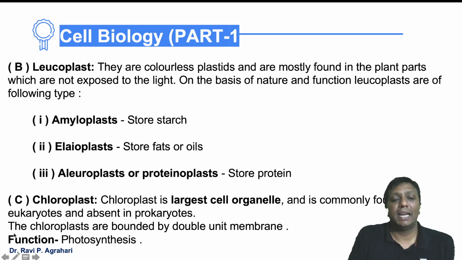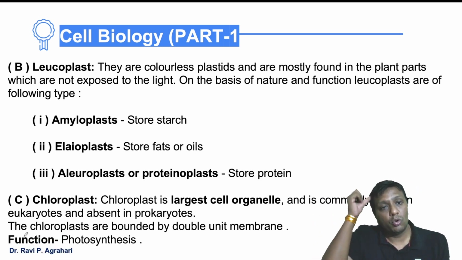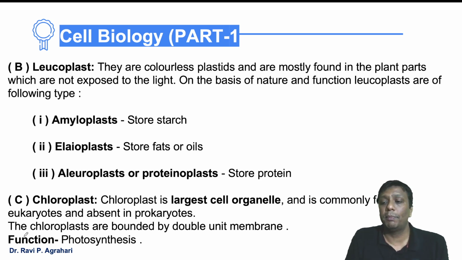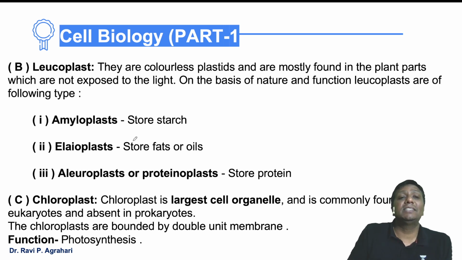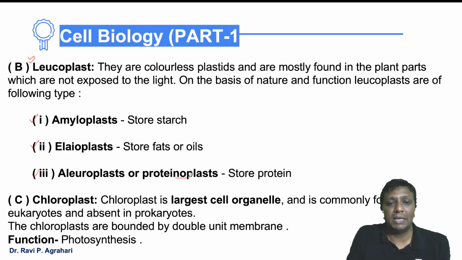Now you come to the second one, called the leucoplast. What is the leucoplast? See guys, you people remember: leucoplasts are the colorless plastids. Here color does not matter, and they are not even exposed to light. The main function of leucoplast is that it is the type of plastid which stores food material. On the basis of the various types of food stored, leucoplasts are of three types: amyloplast, elaioplast, and aleuroplast or proteinoplast.